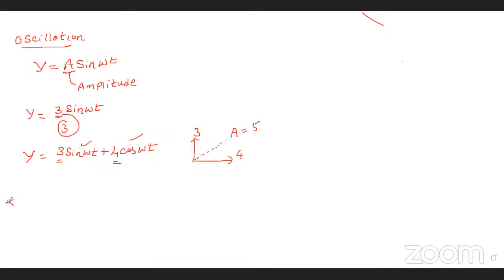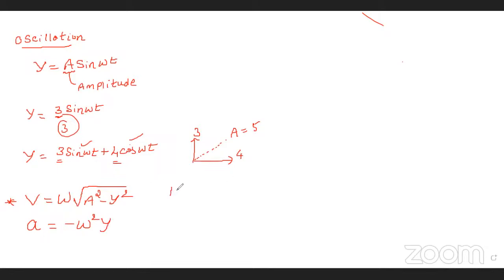The second formula: they will ask you about the concept of velocity. Velocity of simple harmonic motion is given by v is equal to omega into root of a squared minus y squared. What is the velocity of the particle executing simple harmonic motion? v is equal to omega into root of a squared minus y squared. What about the acceleration? Acceleration is nothing but minus omega squared into y.